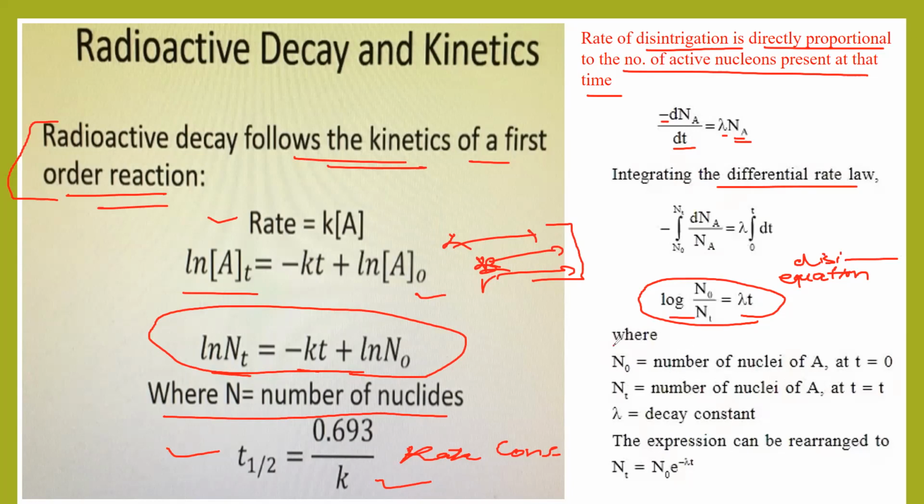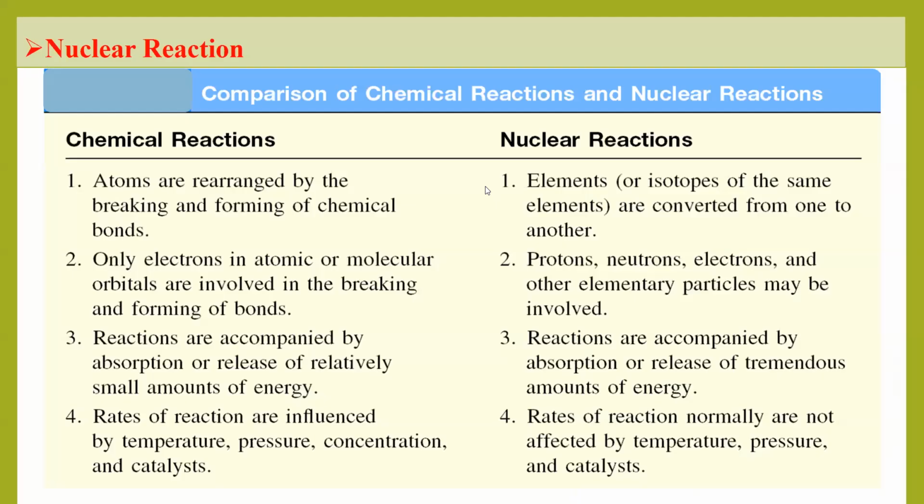In this integrated equation, what is N0? N0 is the number of nuclei of A at time 0 when the reaction just starts. And what is Nt? The number of nuclei at time t. And what is lambda? It is the decay constant. The expression can be rearranged like Nt is equal to N0 e to the power minus lambda t. So this is the radioactive decay and kinetics of first order radioactive emission. Radioactive decay always follows a first order reaction, that we have to remember.